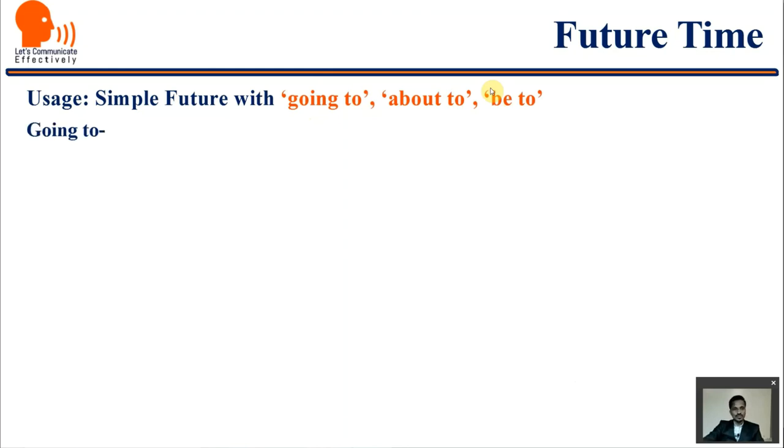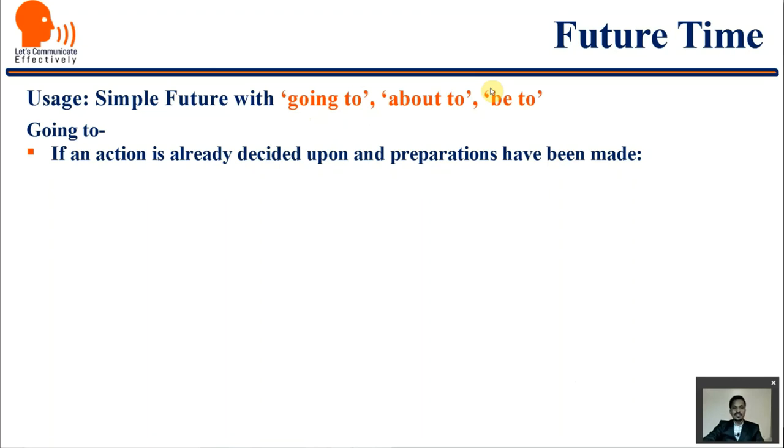When to use going to? If an action is already decided upon and preparations have been made, read carefully, listen carefully. Actions, they are already decided. We have decided to do something.